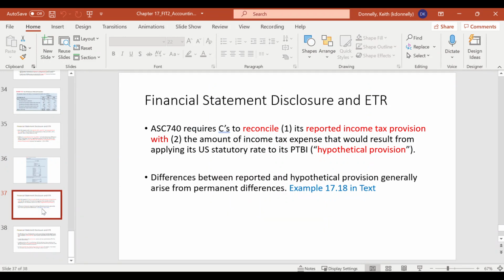And then we'll see, we have to do kind of a reconciliation here that we'll see in Lecture 3. It says ASC 740 is going to require corporations to reconcile their reported income tax provision with the amount of income tax expense that would result from applying the statutory rate to its PTBI. So we'll see exactly how we do this: how we go from the statutory rate, what our hypothetical provision would be, versus what our effective tax rate is, how we got there. And basically we have to reconcile to do that.